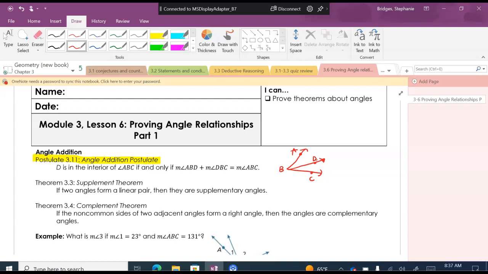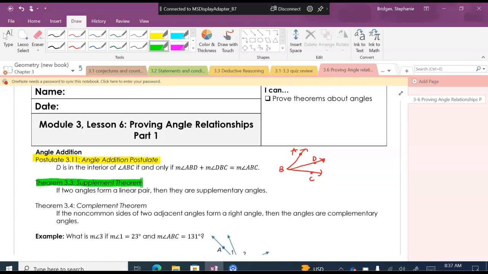Then the next one is a theorem, and it's called the supplement theorem, which I don't usually call it. I usually just say it's a linear pair. But if two angles form a linear pair, then they are supplementary angles. First of all, two angles forming a linear pair means they make a what? A line. And a line is how many degrees? 180. Isn't that what supplementary means?